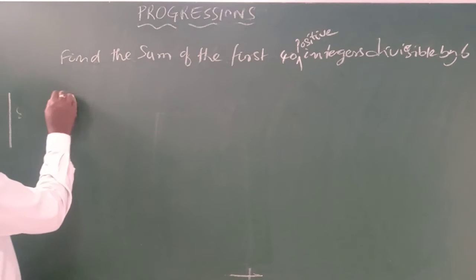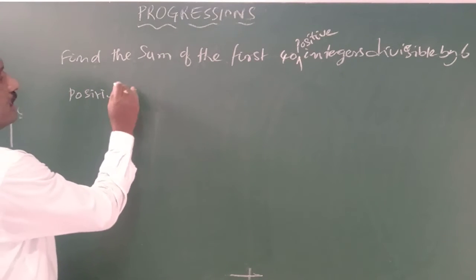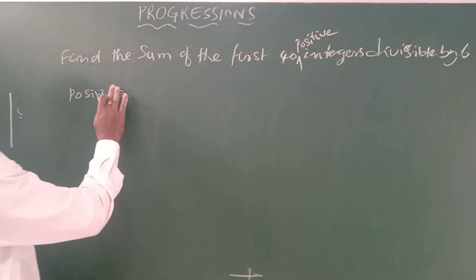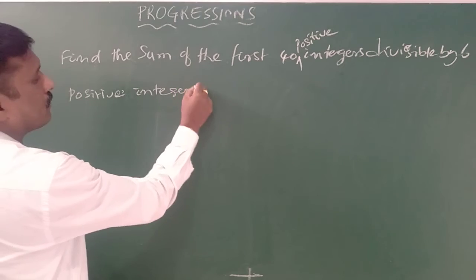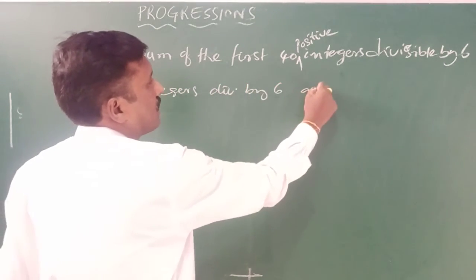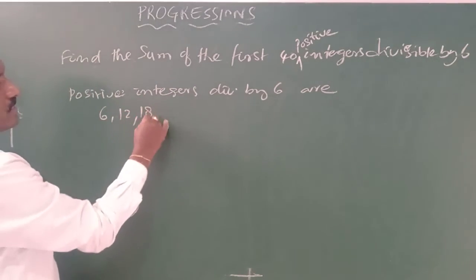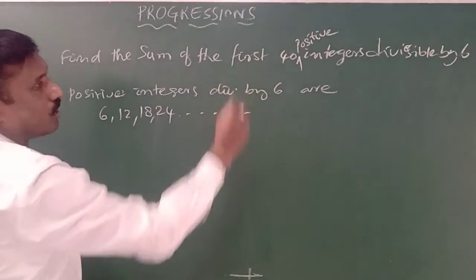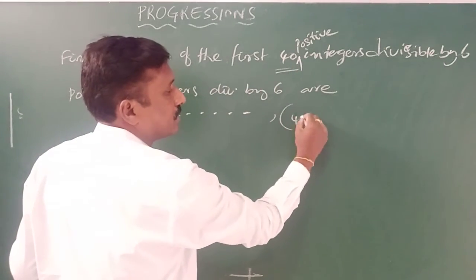So positive integers divisible by 6 are 6, 12, 18, 24, and so on. But he is asking how many terms there are: 40 terms.